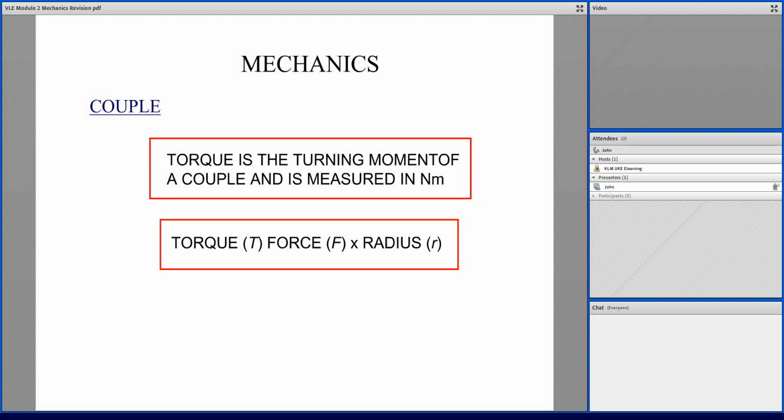Now, couples are interesting, certainly as far as we're concerned, as torque is the turning moment of a couple. Torque itself is measured in newton metres, and is generally represented by the Greek letter tau. It is equivalent to force multiplied by the radius of turn, so it's the perpendicular force multiplied by the radius of turn. Moments, couples and turning forces can be applied to simple weight and balance calculations, which will be covered more during the Module 7 phase.